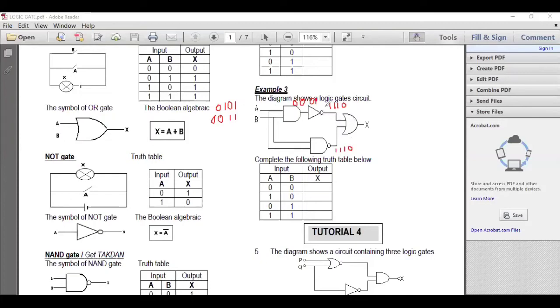Then this one is the OR gate. For an OR gate, you just add. So 1 and 1 is 1, 1 and 1 is 1, 1 and 1 is 1, 0 and 0 is 0. That means for an OR gate, at least one must be 1, then you can turn it on.